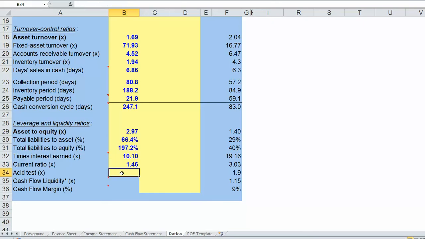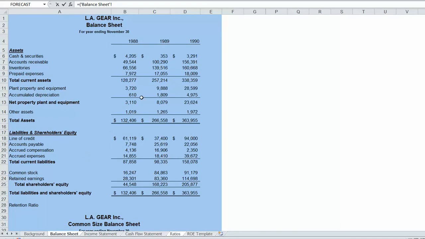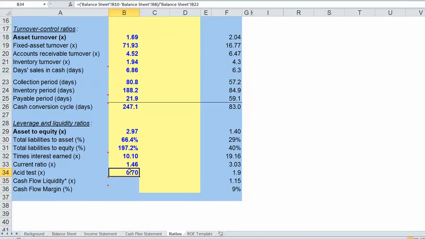So equals, parenthesis, let's go to our balance sheet, pick up our current assets, $128,000, exclude or subtract out our $66,000 in inventory, and let's then compare that with, or divide that by, our total current liabilities. And excluding our inventory, we only have 70 cents in current assets for every dollar in liabilities.